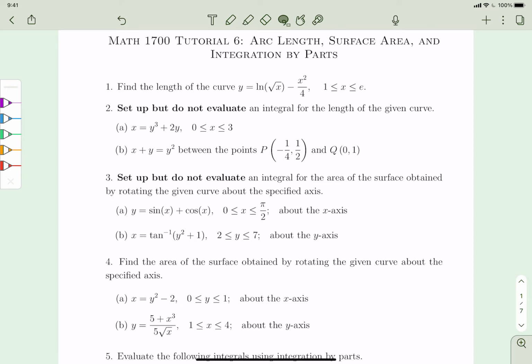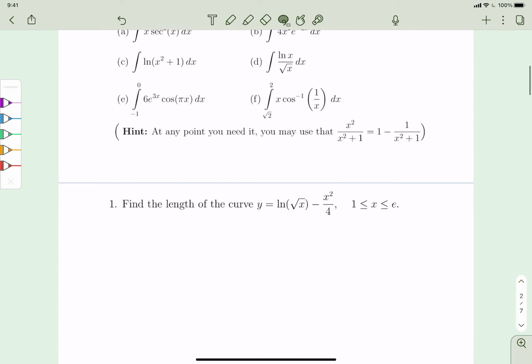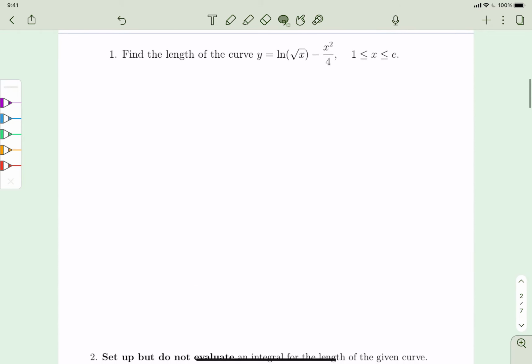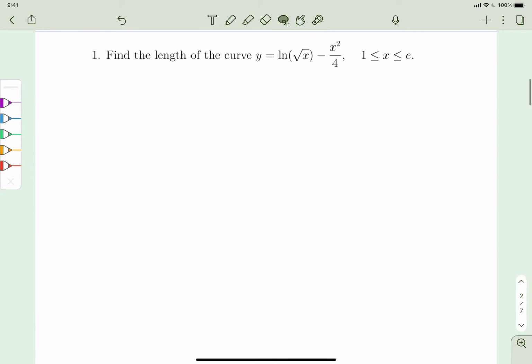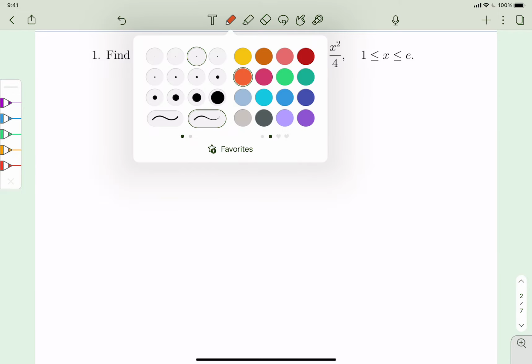So today we're gonna work on our worksheet number 6 about arc length and some kind of integration by parts. So let us start with question 1. Find the length of the curve y equal to ln of square root of x minus x squared, for x from 1 to e.